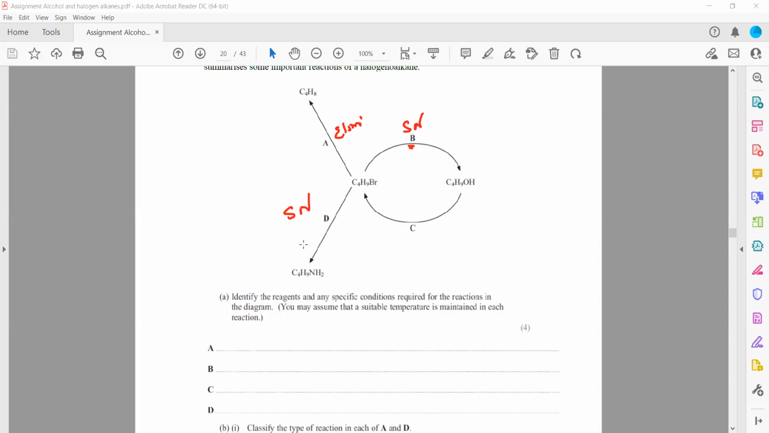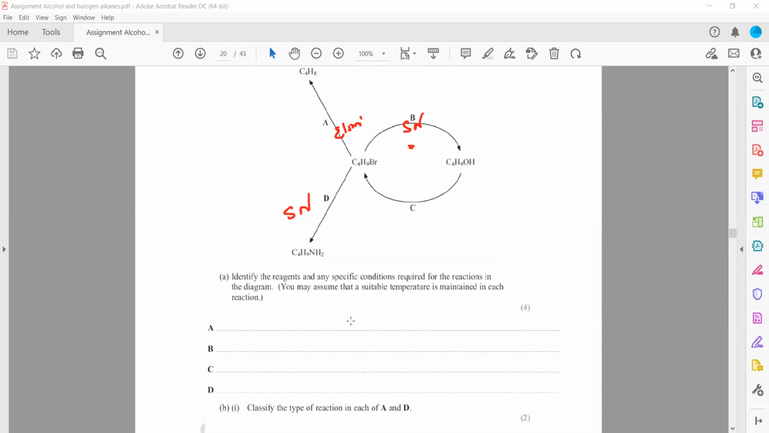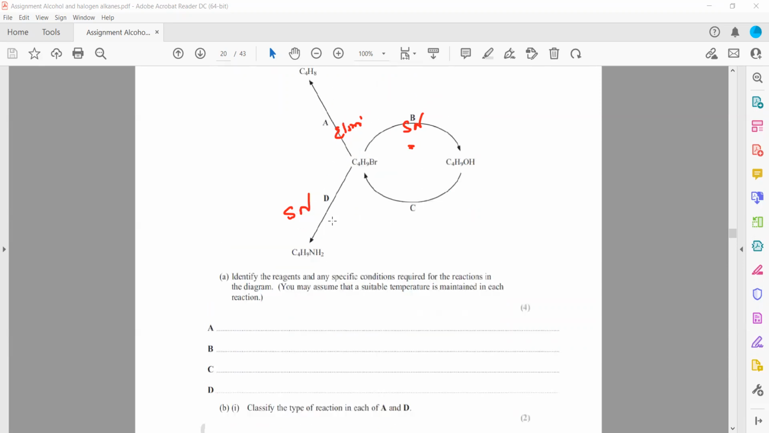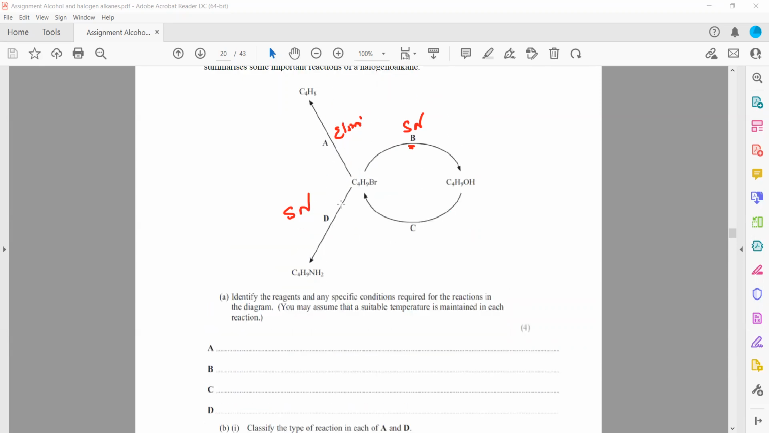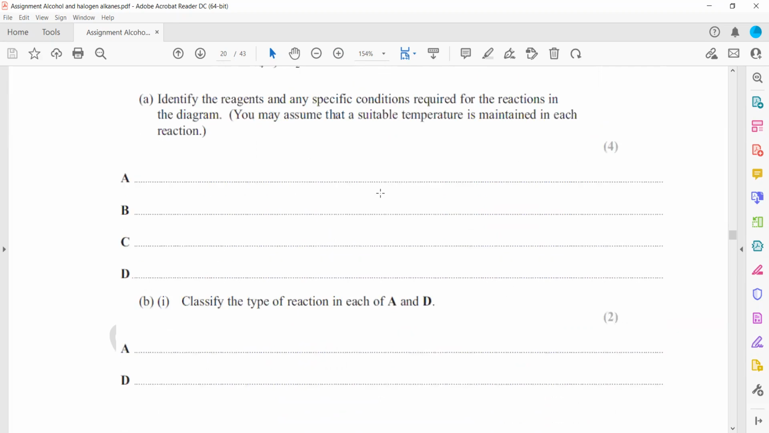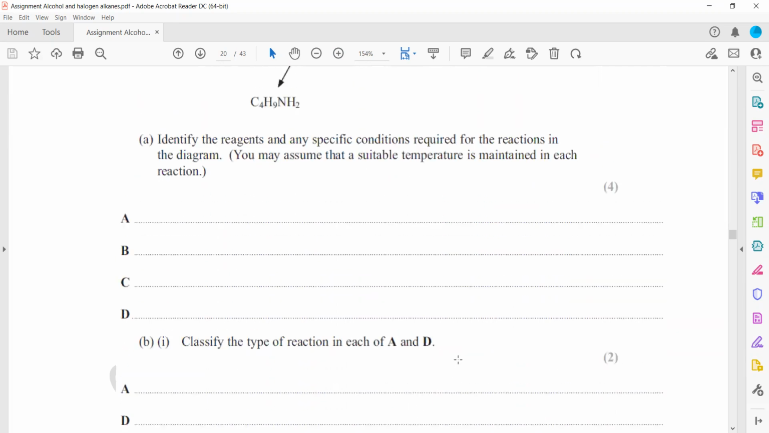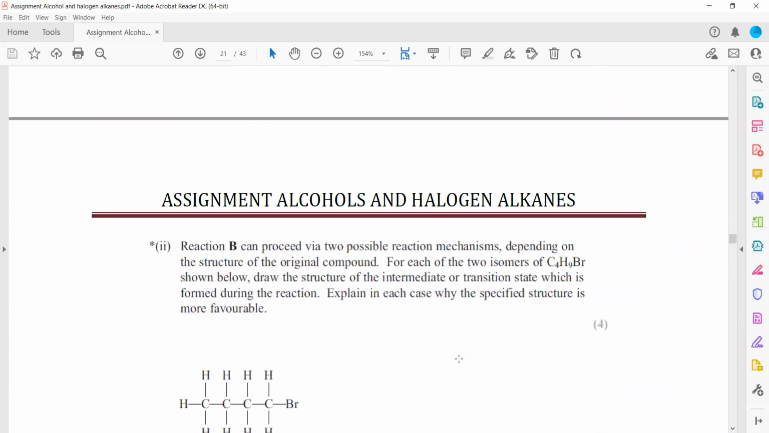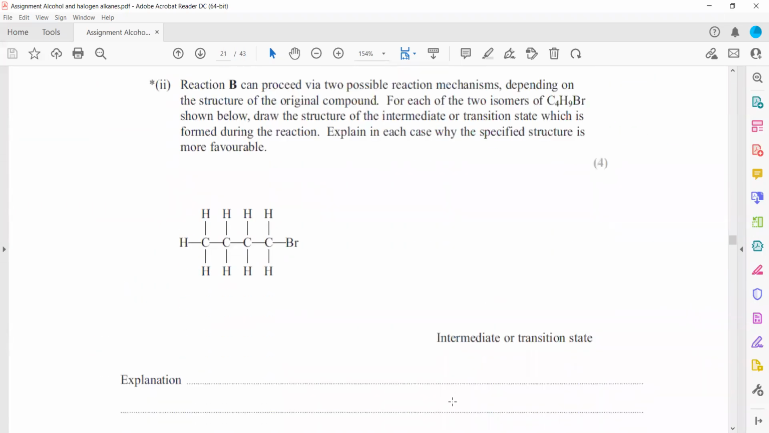The second part, classify the type of reaction. So A is an elimination reaction, as I mentioned in the beginning, and D is a nucleophilic substitution reaction. So halogenoalkanes undergo nucleophilic substitution reaction and elimination reaction. Is it clear? Part 19B1, that, and the second one is B2, that's the doubt.